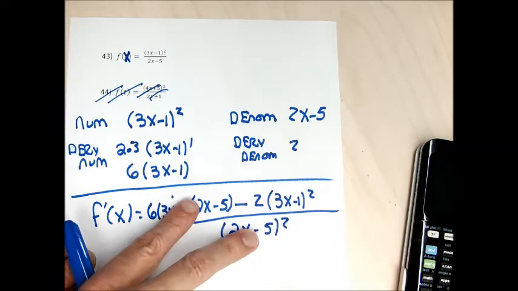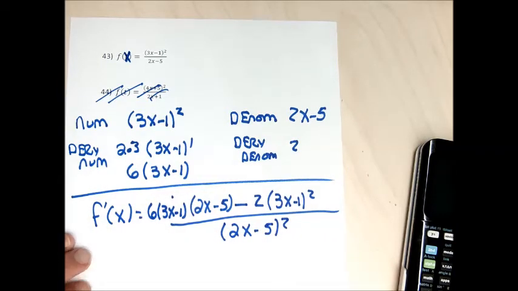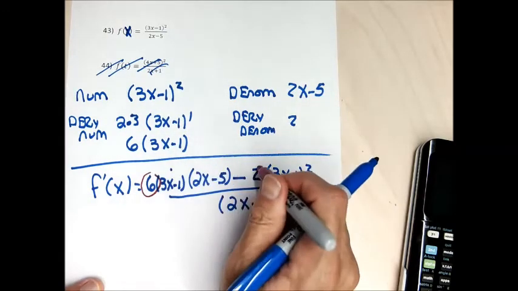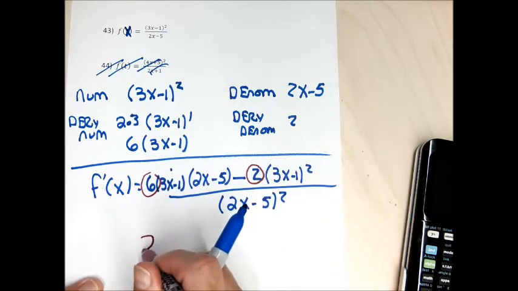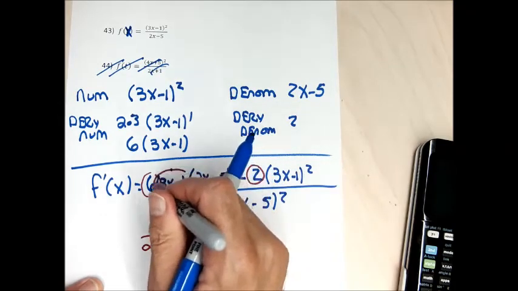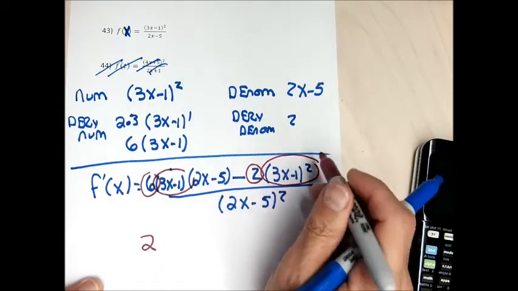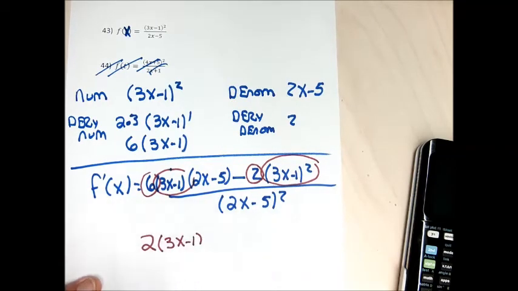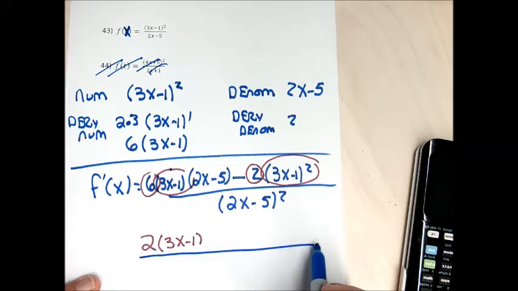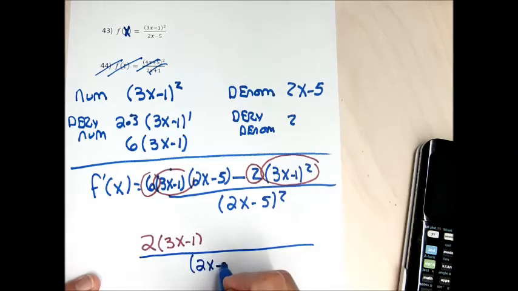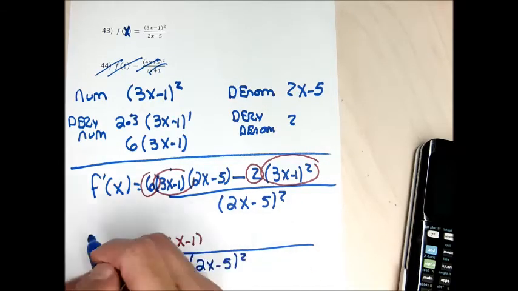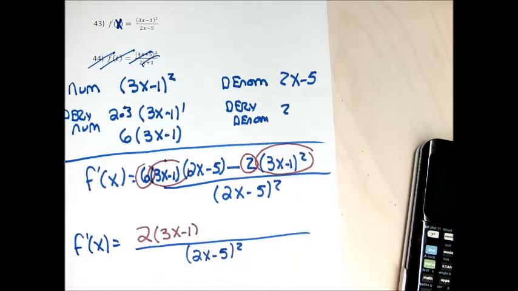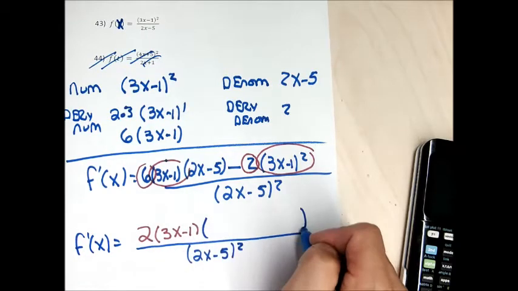Illegal to cancel those. Now I look for common factors to simplify this. Between this 6 and this 2, there's a common factor of a 2. Between this 3x minus 1 and that 3x minus 1 squared, there's a common factor of 3x minus 1. So when I go to simplify the numerator, I never FOIL out the denominators in these problems. When I go to simplify the numerator, I pull out my common factor, leave myself a parentheses.